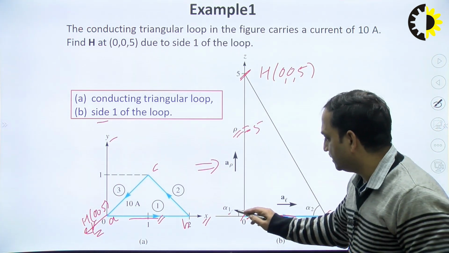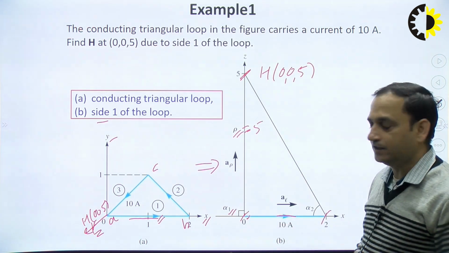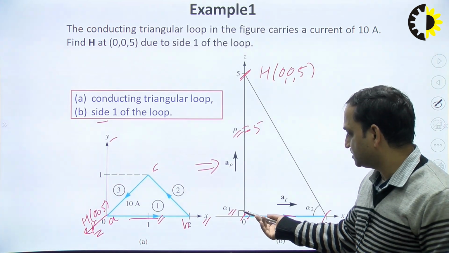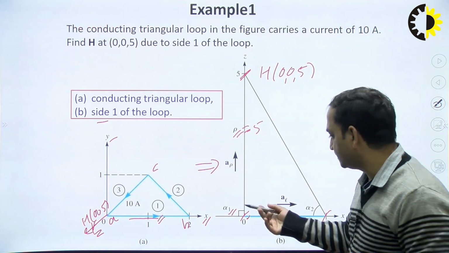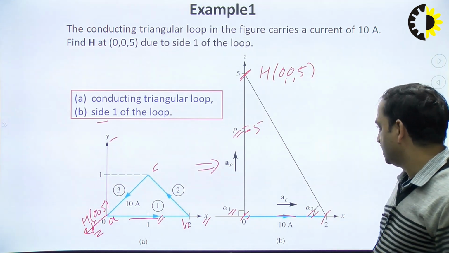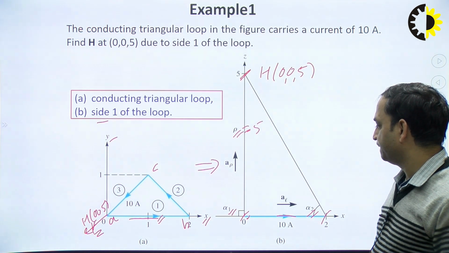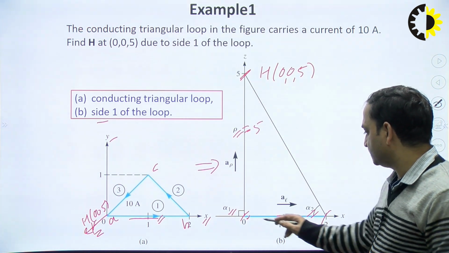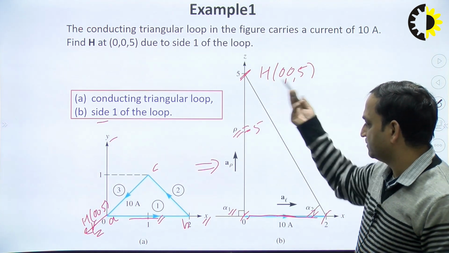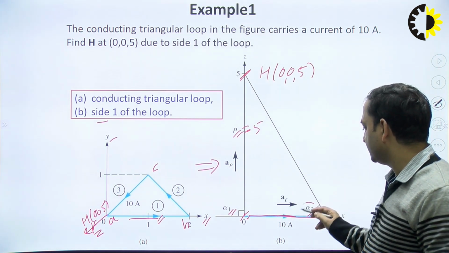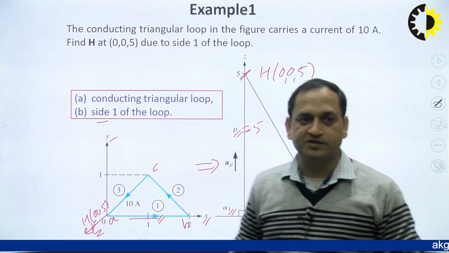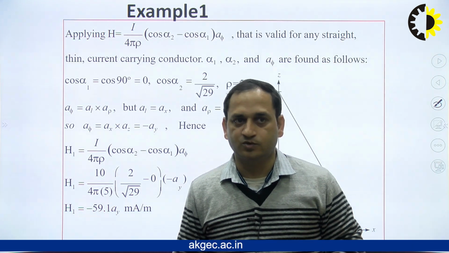Clear? So rho is 5, and we want alpha 1 and alpha 2 for this line. When you put alpha 1 in the diagram, alpha 1 will be, by this diagram, 90 degrees. Clear? We can see it here. But we want alpha 2. How to calculate alpha 2? What is this distance? 2. What is this distance? 5. So you can find alpha 2. This is very simple now. Based on trigonometry, you can find alpha 2.